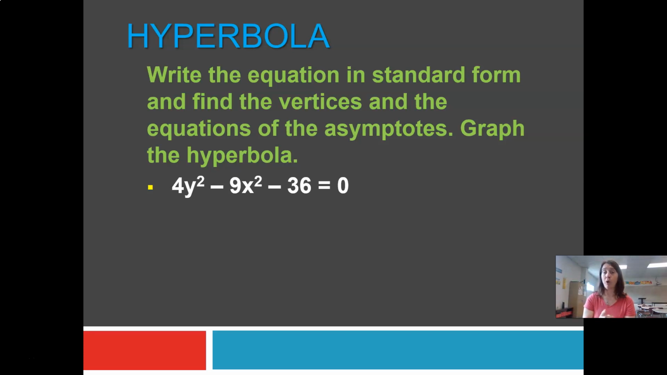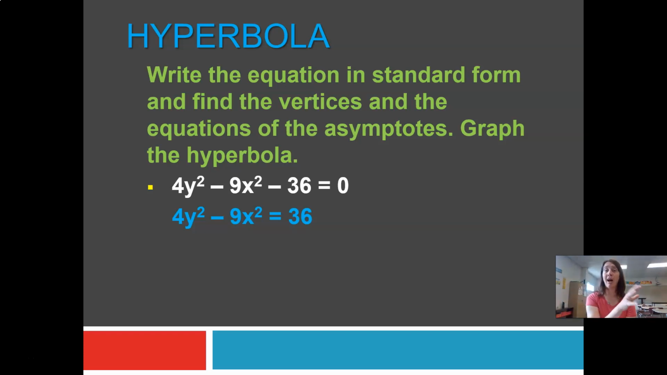Remember, in standard format for the hyperbola, we have that minus sign in between the fractions, and our equation always equals 1. Well, right now the equation equals 0. So the first thing I need to do is take this constant, the minus 36, and move it to the right side of the equation. So I added it over. So 4y squared minus 9x squared was equal to 36.